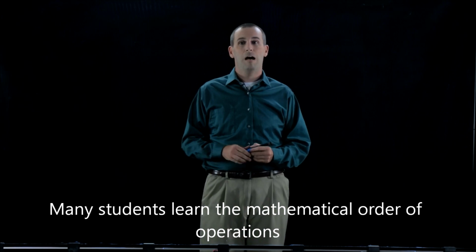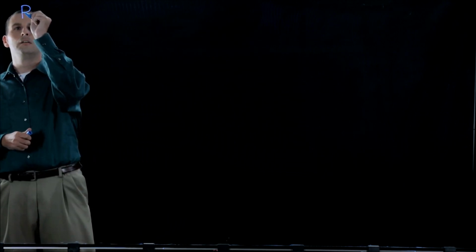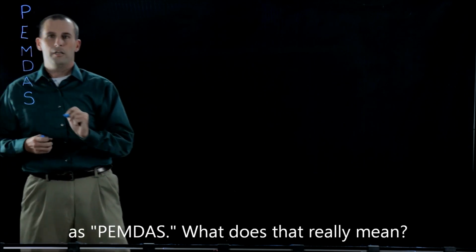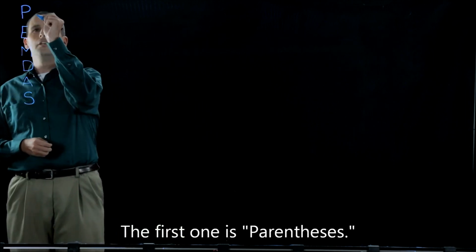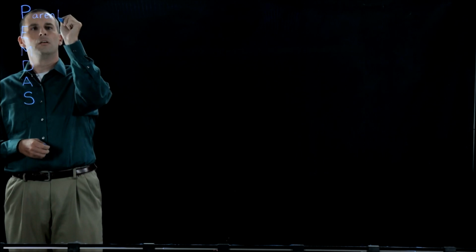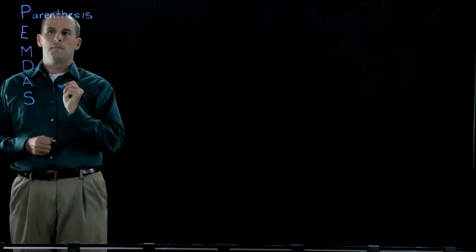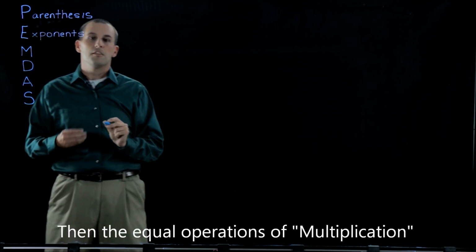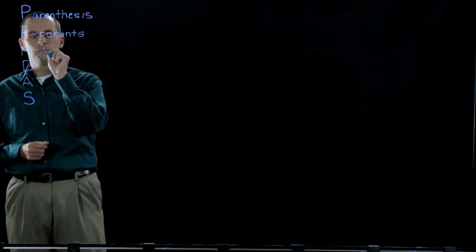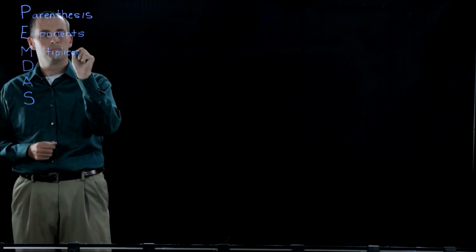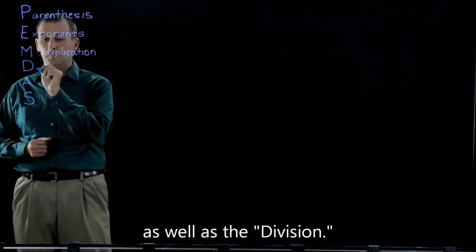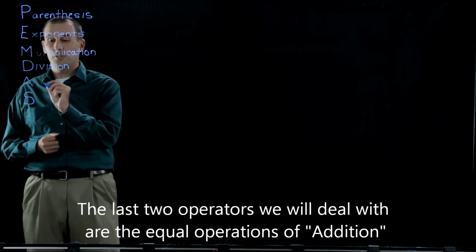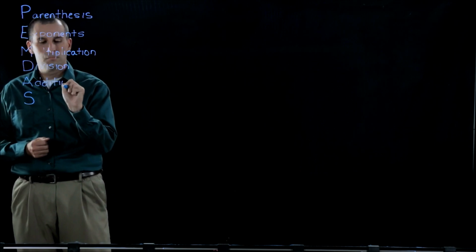Many students learn the mathematical order of operations as PEMDAS. But what does that really mean? The first one is parentheses. Then we go to exponents. Then the equal operations of multiplication, as well as the division. The last two operators we will deal with are the equal operations of addition and subtraction.